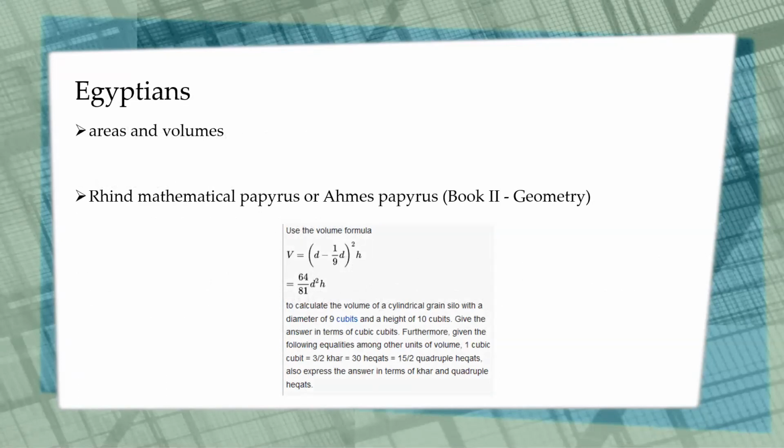And another civilization is yung mga Egyptian. Okay? They also have knowledge of how to compute for areas and volume. Itong popular Rhind papyrus or the Ahmes papyrus, ang book doon yan is about geometry and about formulas for computing volume and area. Okay?